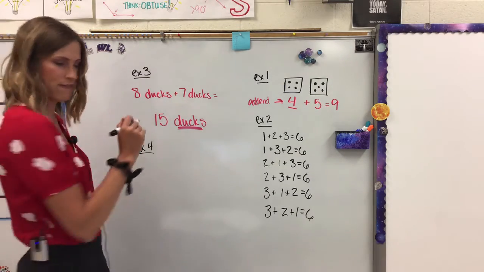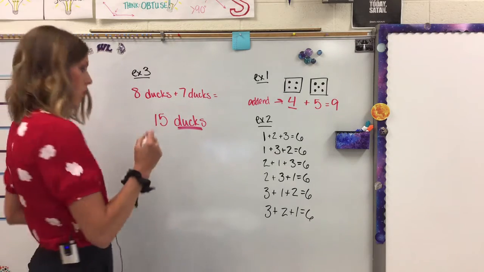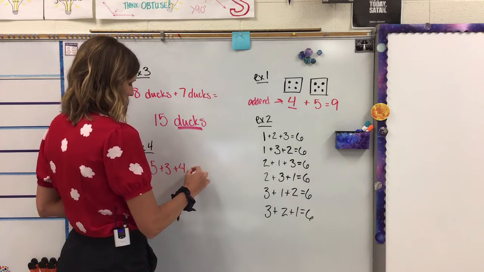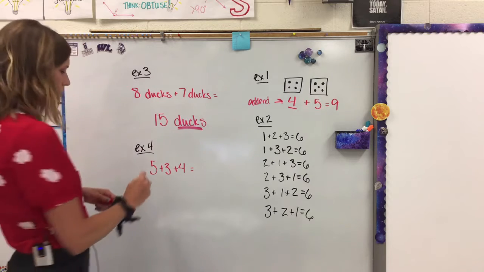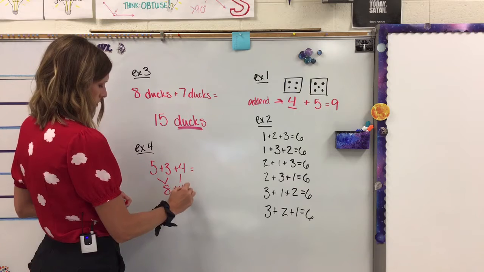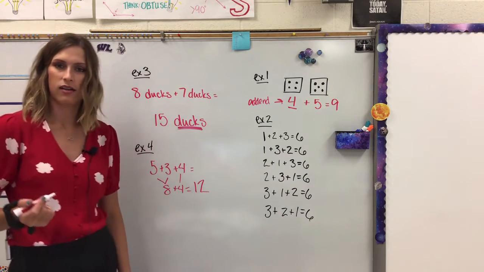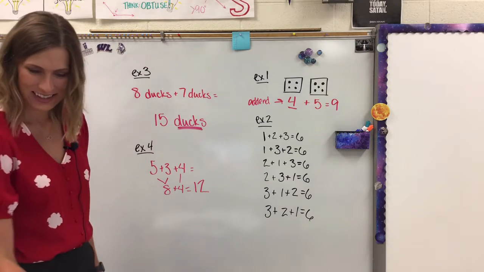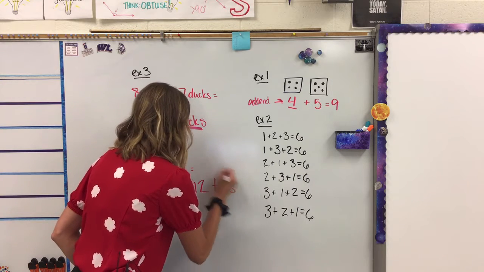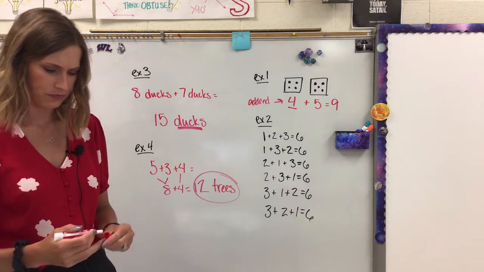All right, I've got 5 trees plus 3 plus 4. So we've got 5 plus 3 plus 4. If I do 5 plus 3, I get 8. Plus my 4 more gives me 12. Now don't forget, do I need a label? Yes. Yes, I had trees. So 12 trees. Okay? Done with example 4.